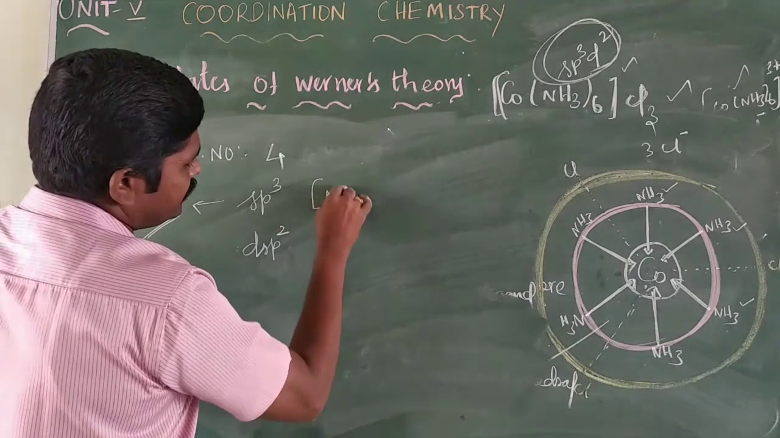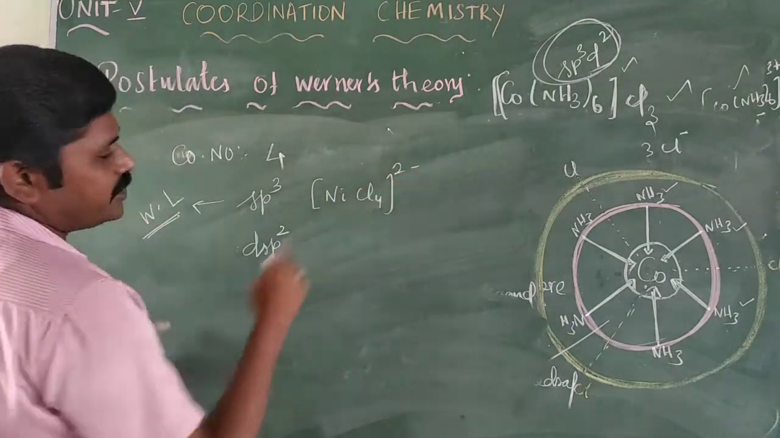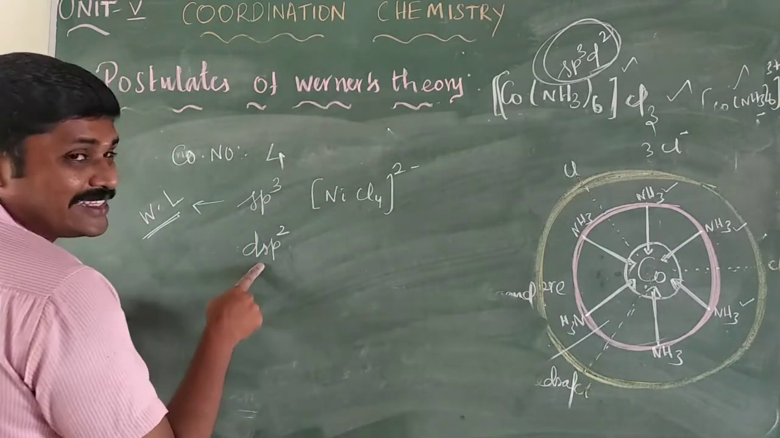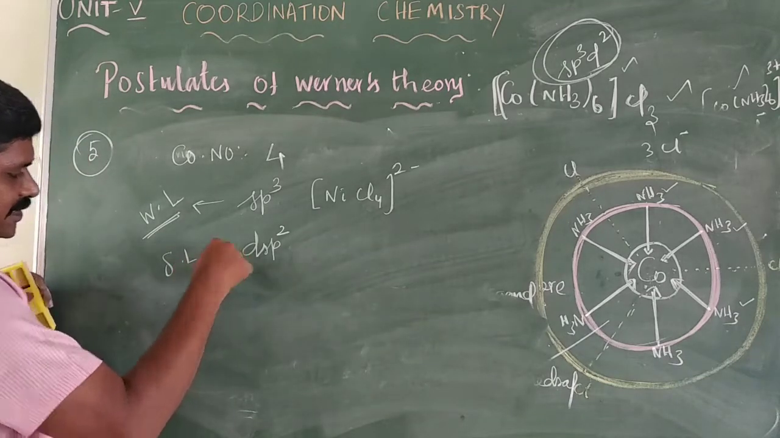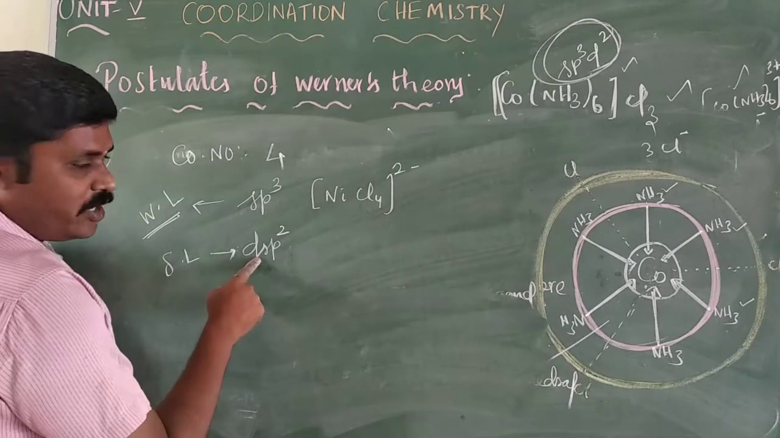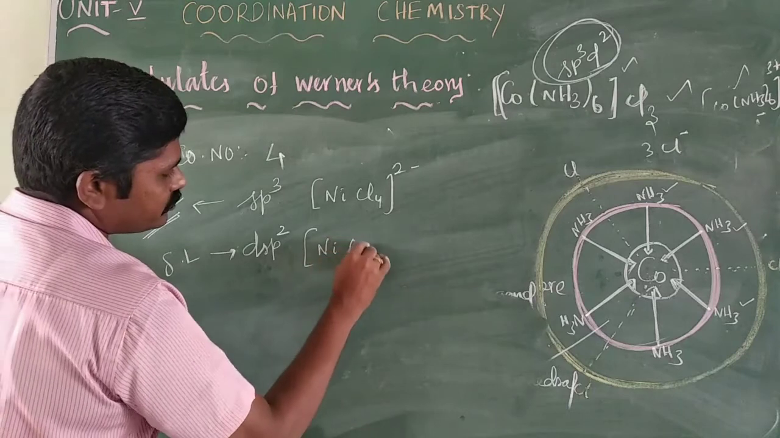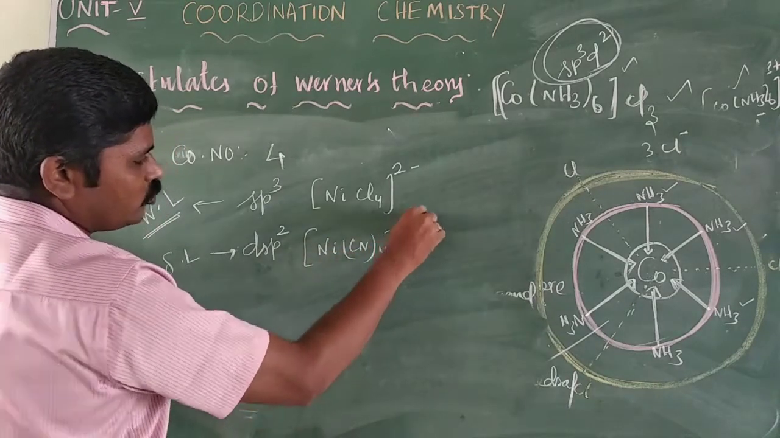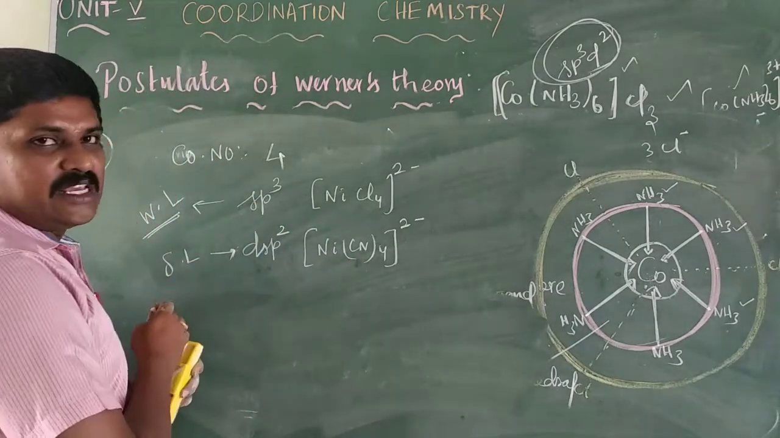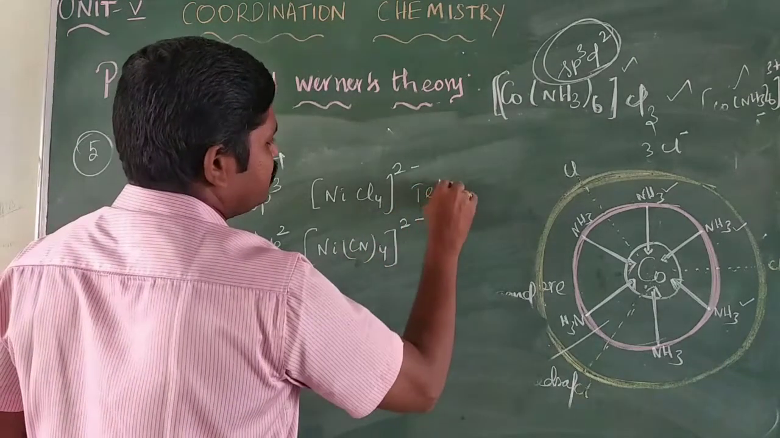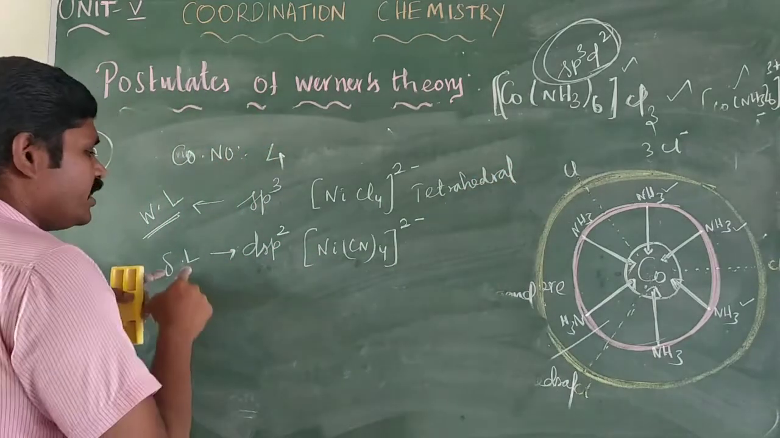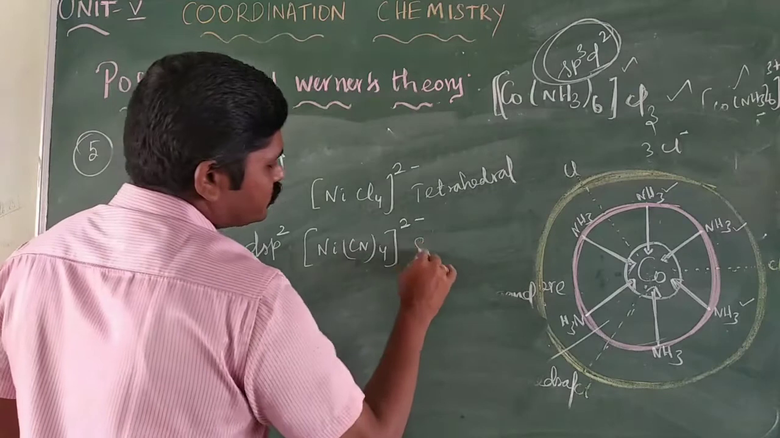Example, NiCl4 2 minus. Cl minus is a weak field ligand, so the hybridization is sp3. When a strong field ligand is present in the complex, the hybridization is dsp2. For example, Ni(CN)4 2 minus, where cyanido is a strong field ligand. In sp3 hybridization the geometry is tetrahedral, and with strong field ligands the geometry is square planar.